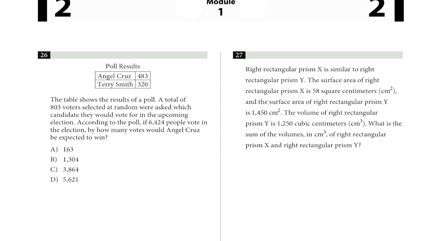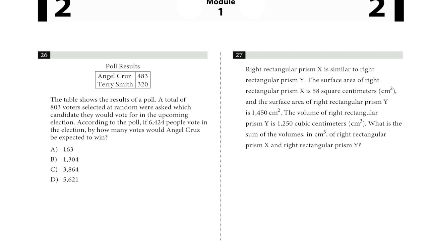26. The table shows the results of a poll. A total of 803 voters selected at random were asked which candidate they would vote for in the upcoming election. According to the poll, if 6,424 people vote in the election, by how many votes would Angel Cruz be expected to win? So this question is not asking how many votes would Angel Cruz win, it's by how many votes. However, we could solve and figure out how many votes Angel Cruz will win, and then figure out how many votes Terry Smith will win, and then do the difference, because we want to know by how many votes would Angel Cruz be expected to win.